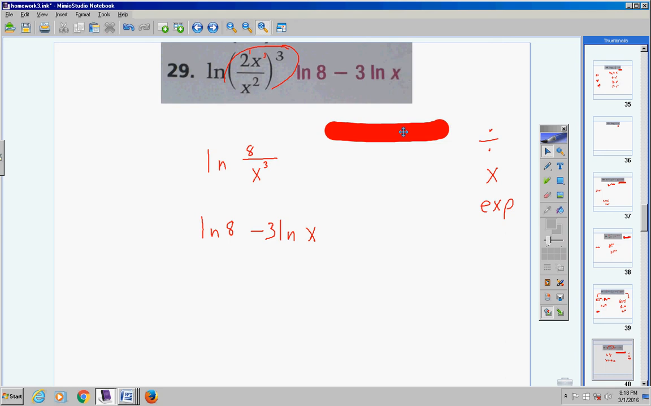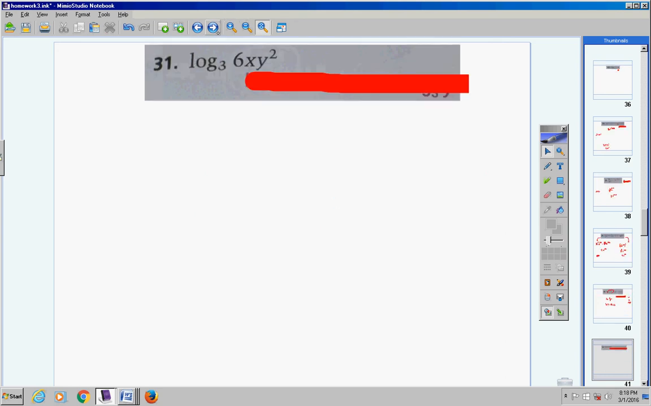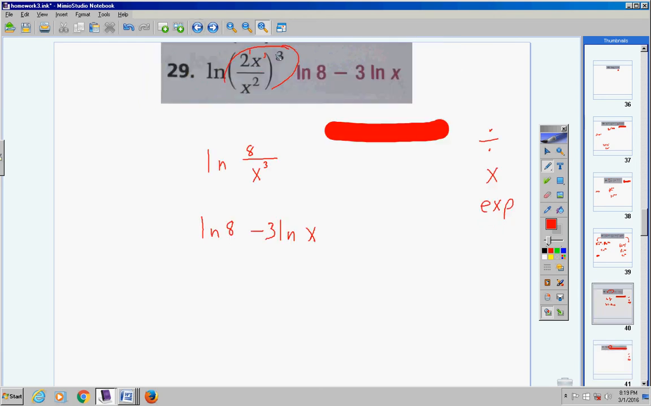Alright, moving on to number 31. Now, we're going to expand this, obviously. So, remember what I do. I look for division first in my argument, then multiplication, and then exponents. But always try to simplify your argument. Now, this argument here cannot be simplified. There's nothing I could do. The last argument, there was all kinds of simplifying we could do to this.